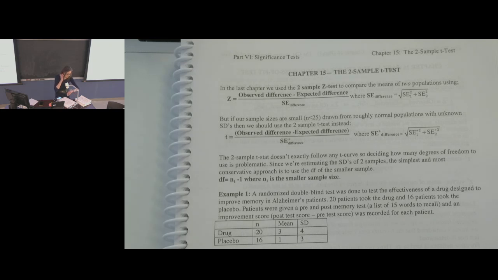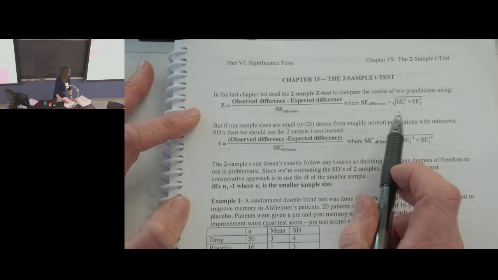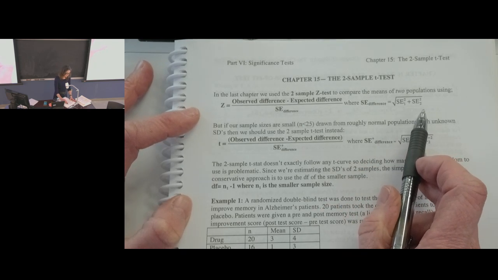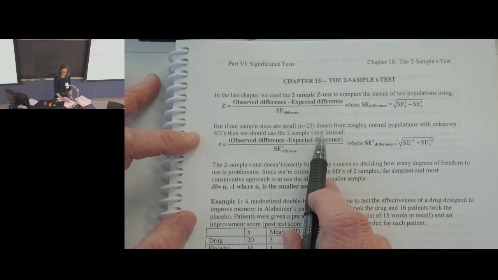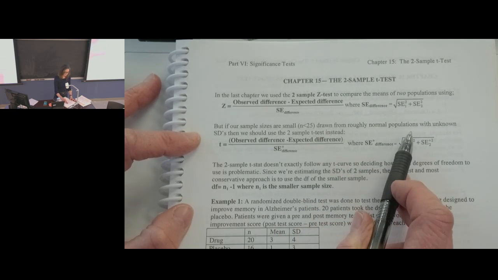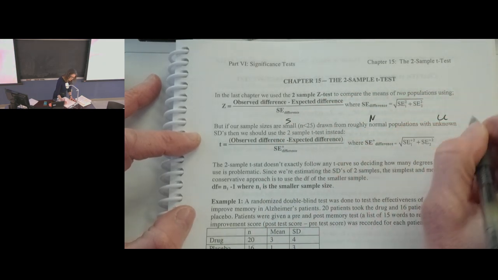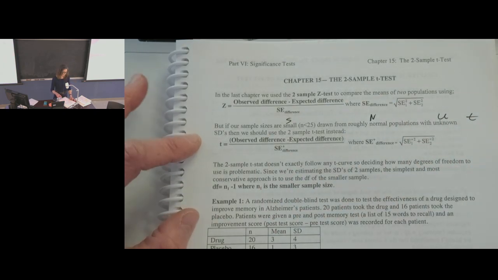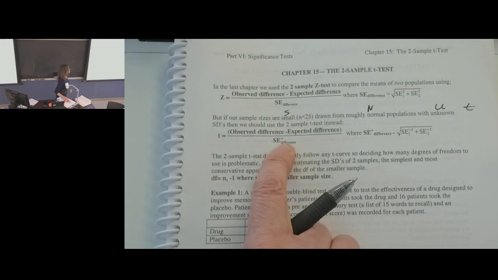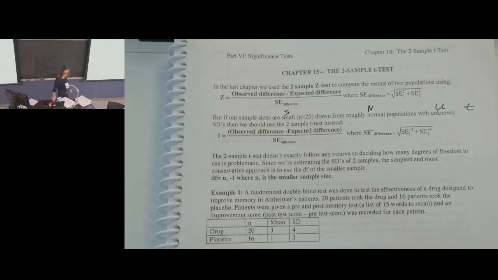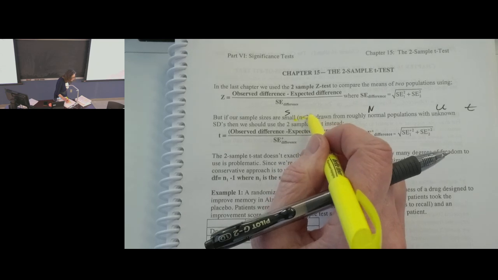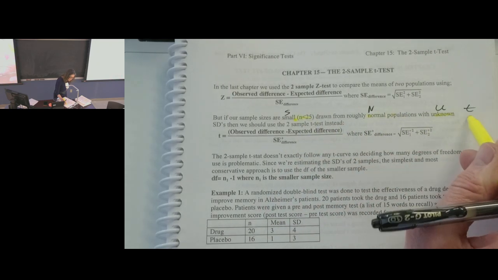All right. So now we are going to look at this. In the last chapter, we used the two sample z-test. But if our sample sizes are small, drawn from a roughly normal population, with unknown standard deviation, let's just use the t. Okay. And the only difference is this. Instead of SE for difference, we have SE plus for difference. That's the only difference, except what do you do with the degrees of freedom? Okay?